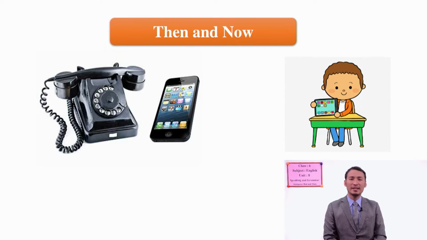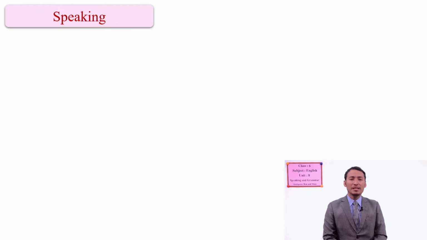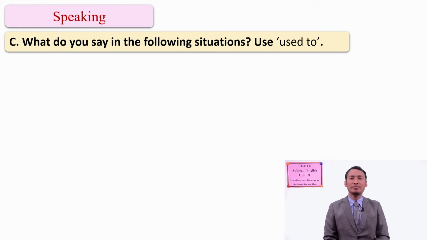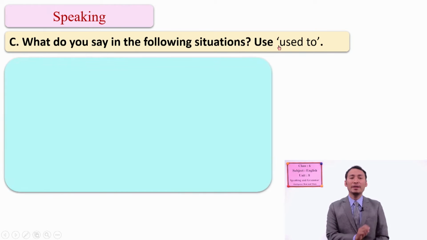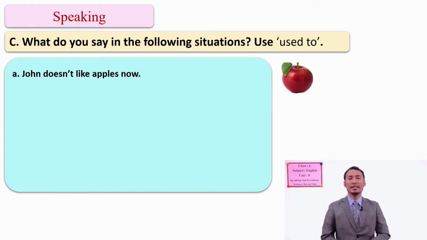Communication has changed. Now let's talk about some of the exercises that we have in our book. Under exercise C, you can see, what do you say in the following situation? Use used to. Now we have to comment, okay? Are you ready? Okay, let's see. John doesn't like apples now. It means he liked before. So how do you say? You can comment, okay? Use used to. That's your task now, okay, students?